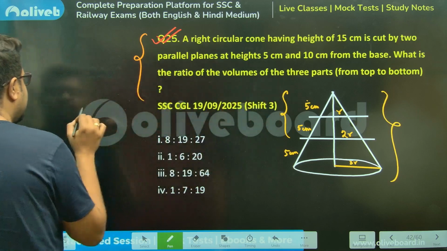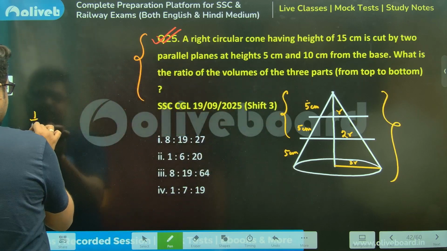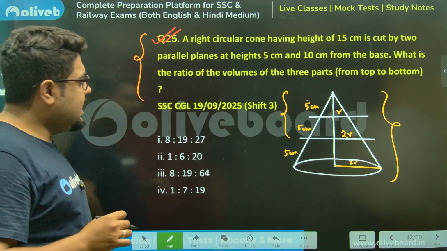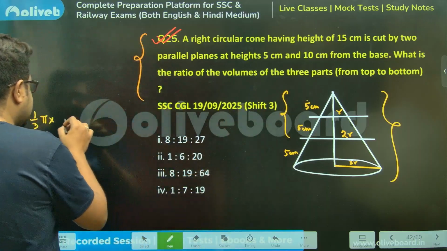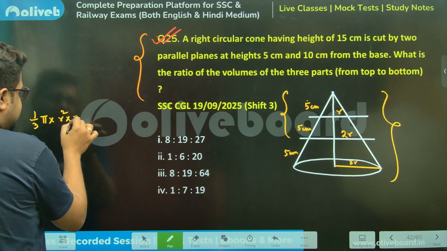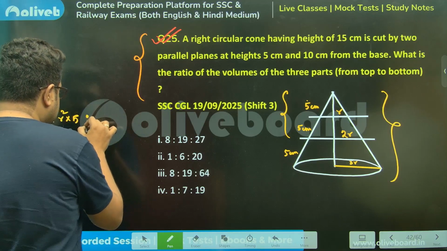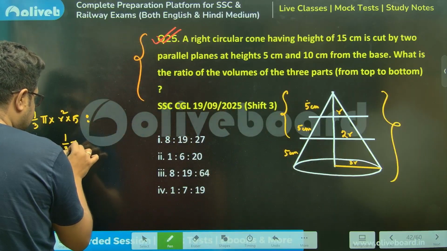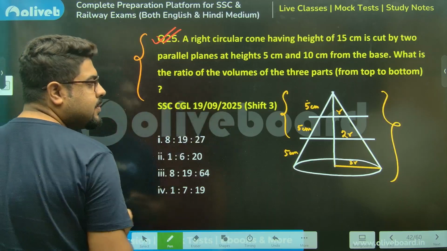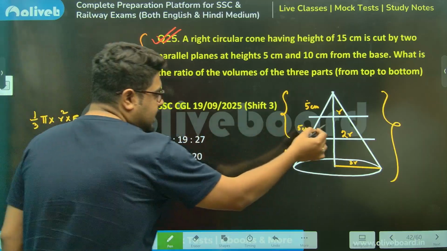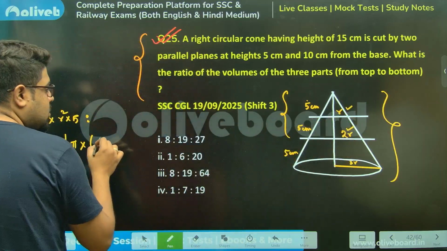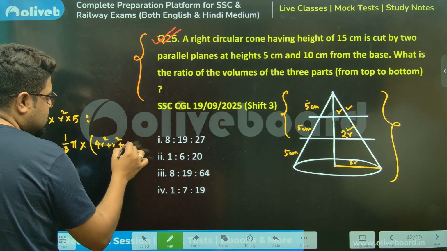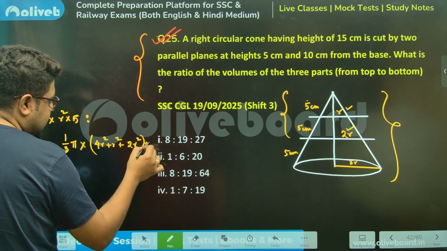Sir, first part volume. That's a cone: 1/3 pi r square h. Please understand, r square into h, where r square is here r and h is 5. This is the first term, sir. Second part: 1/3 pi times (r1 square plus r2 square plus r1 r2) into h. R1 is this, r2 is this, so this is 4r square plus r square plus 2r into r, that is 2r square, into h, again 5.